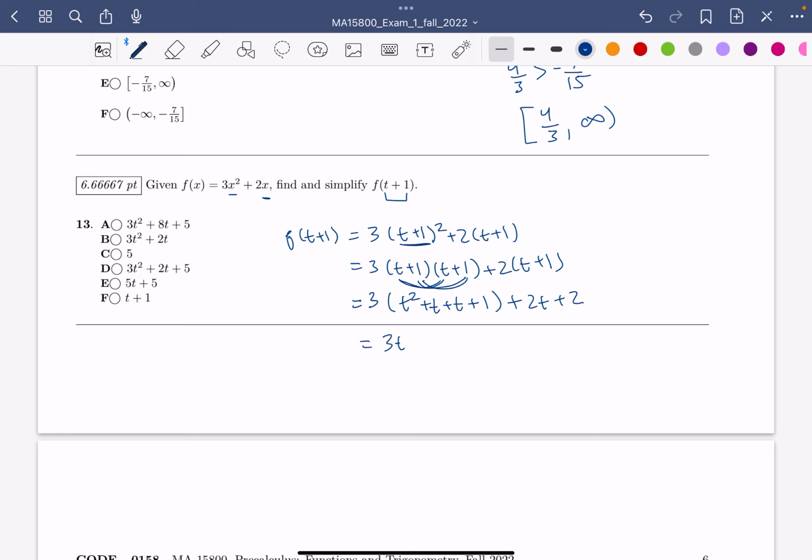And we have 3t squared plus, this is 2t, so 2 times 3 is 6, so 6t plus 3 plus 2t plus 2. Simplify again. 3t squared plus 6t and 2t, those added together are 8t, plus 3 plus 2 is 5. If we look at our answers, that gives us an answer of A.